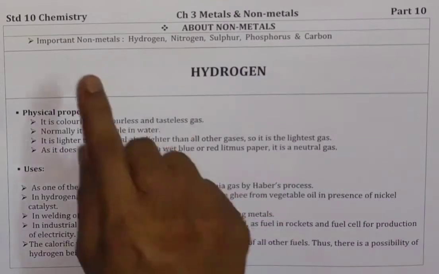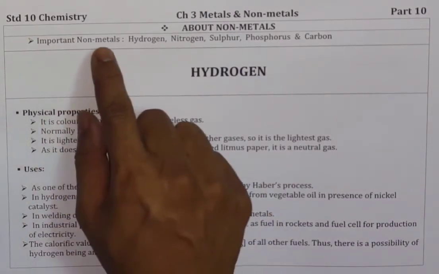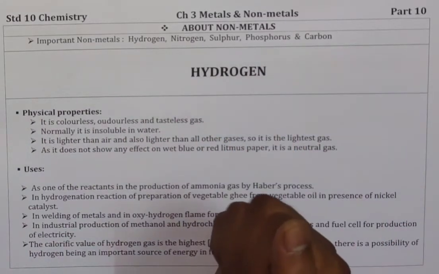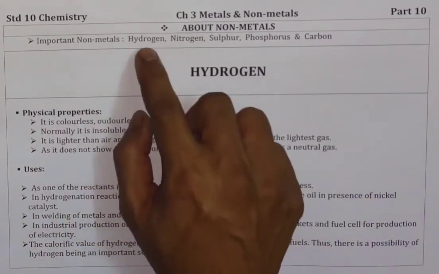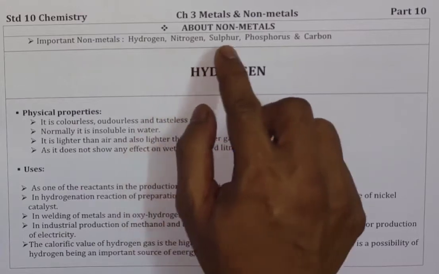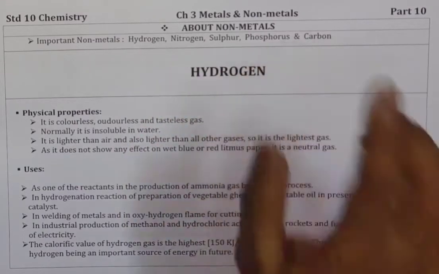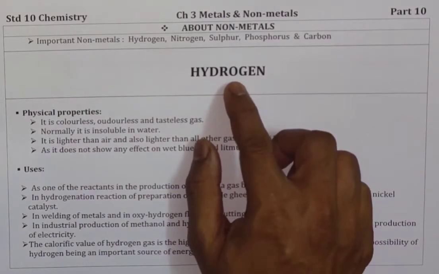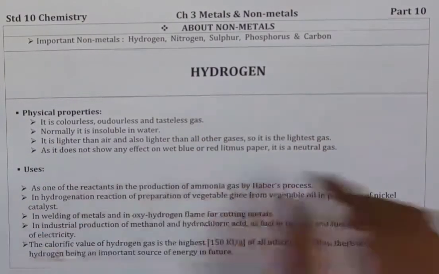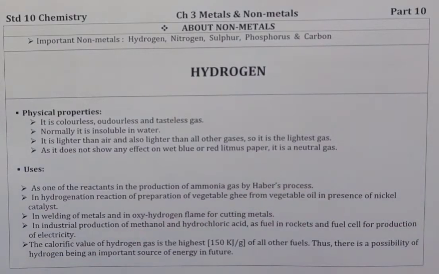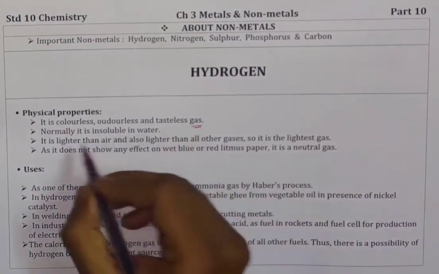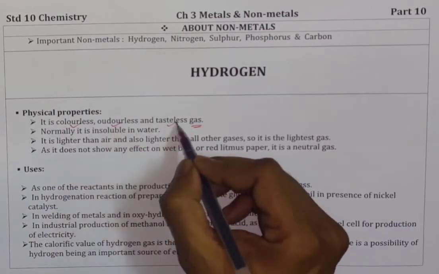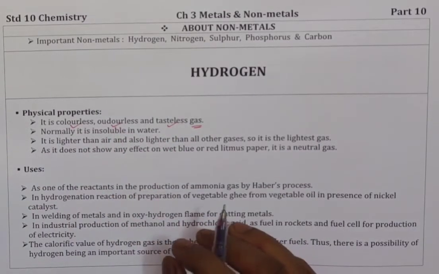Now let's see important non-metals. We have learned around 22 non-metals are there. The important ones are hydrogen, nitrogen, sulfur, phosphorus and carbon. First we shall see about hydrogen. Now what are the physical properties of hydrogen, children? It is a gas, correct? Colorless, odorless, means no smell, and tasteless. It doesn't have any taste as well.